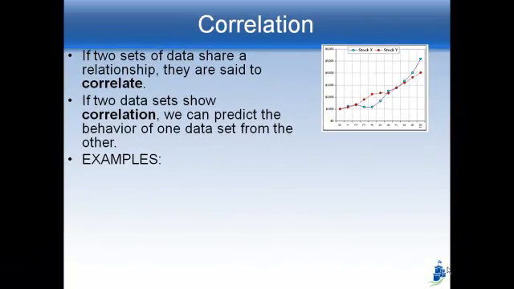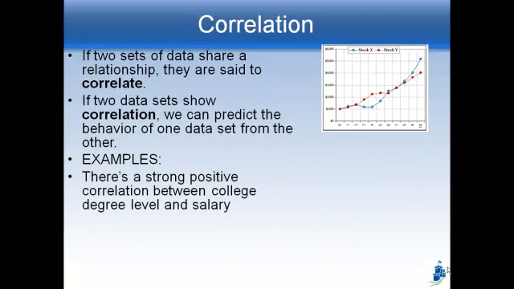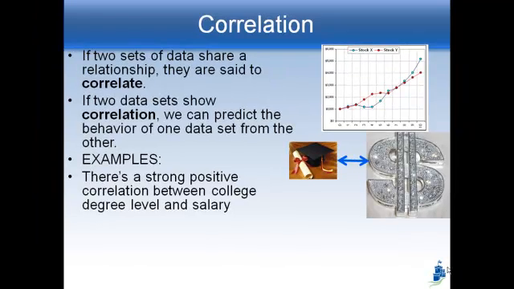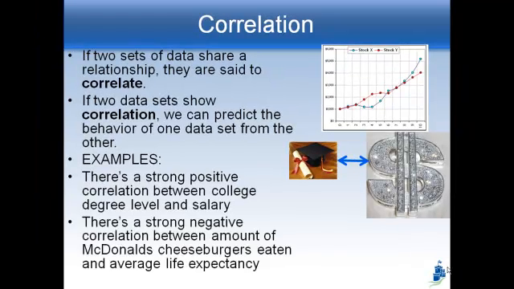So let me give you some further examples. There's a strong positive correlation between college degree level and salary. So if you take a look at the degree that someone has, whether it's an associate's degree, a bachelor's degree, or maybe a PhD, the eventual bling that they're going to end up with, those are correlated because the more years you spend in school, the more money your salary tends to be when you get out. Okay, so there's a relationship there. As one increases, the other one increases as well.